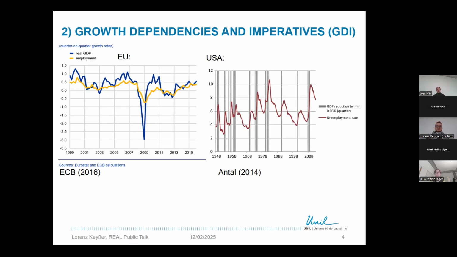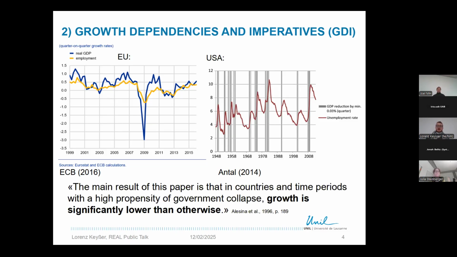Similarly, in the US, this is the unemployment rate in red, and the gray bars signify periods of GDP reductions, even very small ones. And we see a very strong response in the unemployment rate. Every time we have these GDP reductions, there's a spike in unemployment. There are also other studies showing that in countries and time periods with a high propensity of government collapse, growth is significantly lower than otherwise. So during periods of economic stagnation, something seems to be happening, and we really need to understand why.